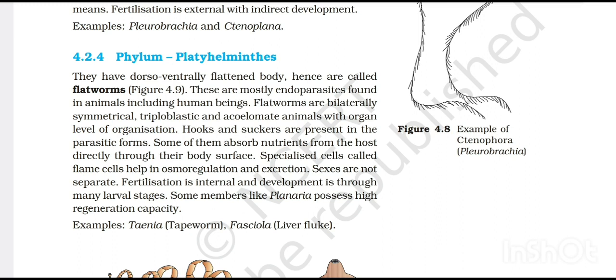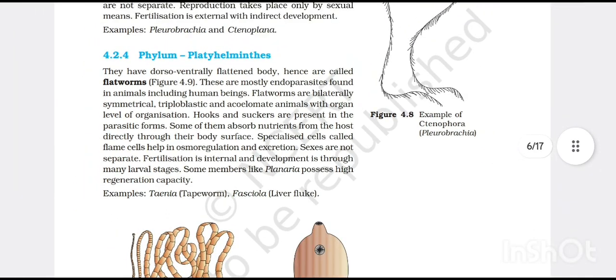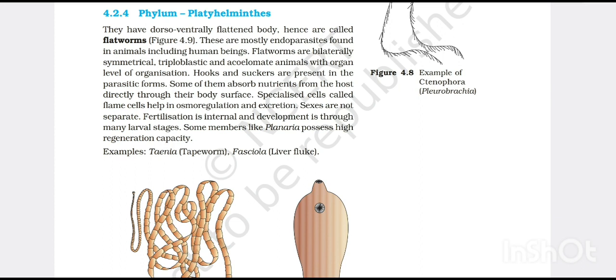Then they are triploblastic. Their embryo has 3 germ layers: ectoderm, endoderm and the middle mesoderm. Then they are acoelomate. They lack a body cavity and they show organ level of organization. Hooks and suckers are present in the parasitic forms. They help to derive nutrients from the host. Then specialized cells called flame cells help in osmoregulation and excretion. Sexes are not separate. Fertilization is internal. Development is through many larval stages.